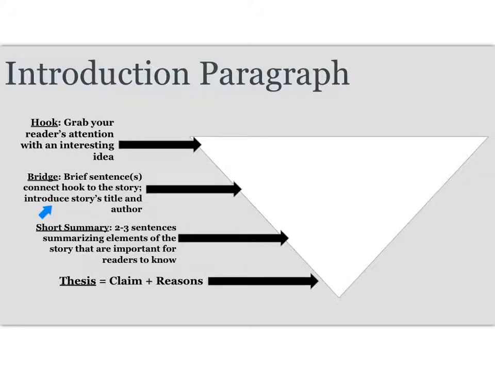The bridge is 1 to 2, maybe 3 brief sentences that connect the hook to the story that you'll be talking about. This is also where you'll introduce the story's title and author. Then you'll give a short summary, maybe 2 to 3 sentences of what your story is about, and only the elements that are really important for your readers to know to be able to understand your thesis. Notice that you don't need to go more than about 3, maybe 4 sentences for this summary.